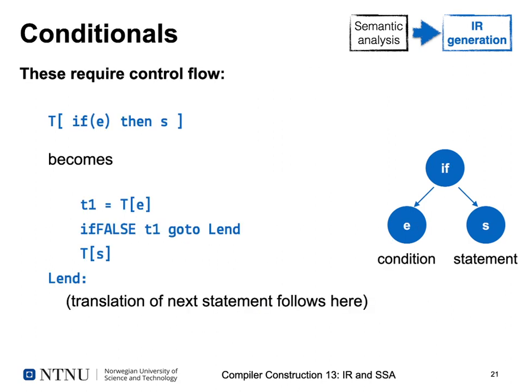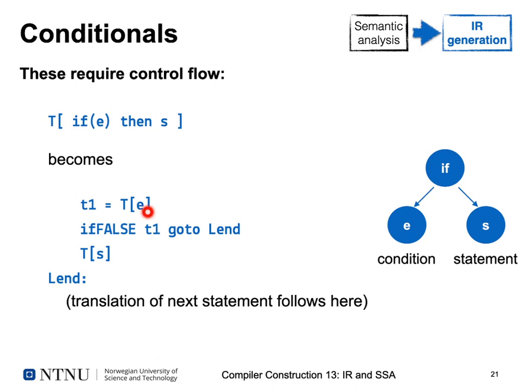So let's now consider control flow. We have some expressions we want to translate, like an if expression here. So if a certain expression is true, then execute some statement sequence S. This requires control flow, so we need conditional jumps here. This would be our S node here. So this if node has a condition here that needs to be evaluated, and a statement or sequence of statements that can be executed conditionally.